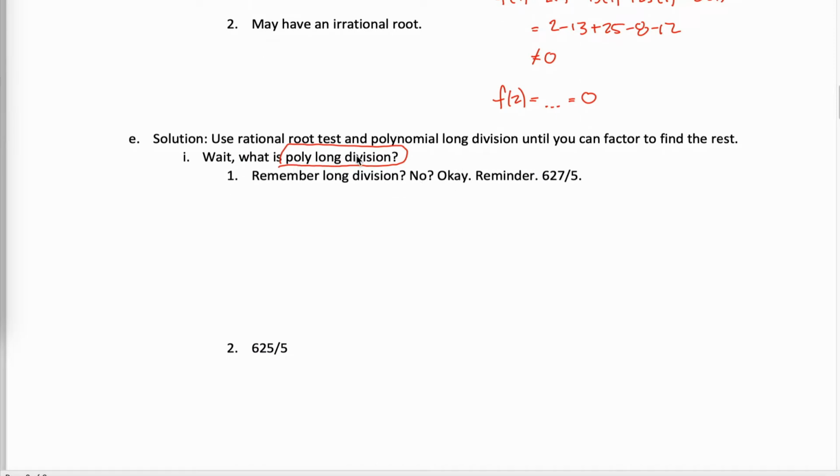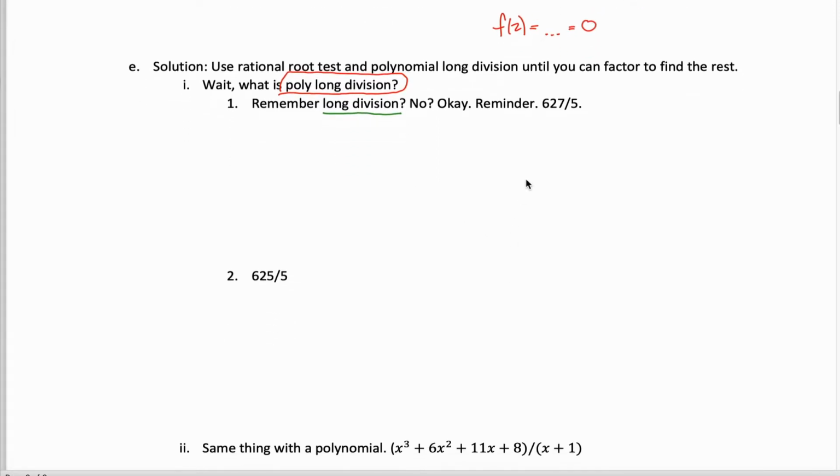So first, to be able to do polynomial long division, you have to remember long division, something that you probably learned back in the day, but you may or may not remember. So let me remind you how to do long division. If you were trying to take the number 627 and divide it by 5, one way you can do that, one algorithm, is to write things this way and then work from left to right.